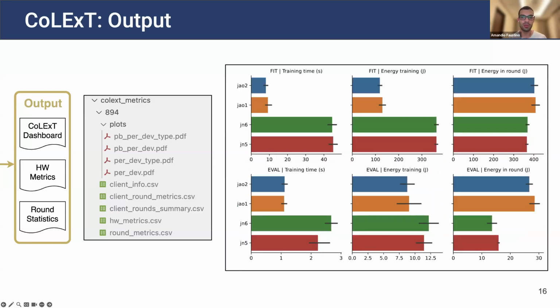And to also provide quick insights, Collext automatically generates plots from these CSV files. So in this example, we're looking at one of the plots where all of these lines correspond to one device. And we're seeing the training time for these devices, energy during the training time, and energy for the entire round, so even outside of the time that this specific device has been training, considering the slowest device. And we see this split between the fit stage and the evaluation stage.